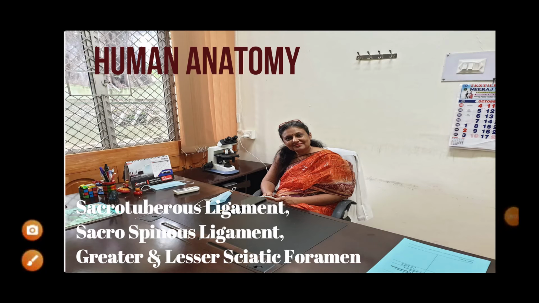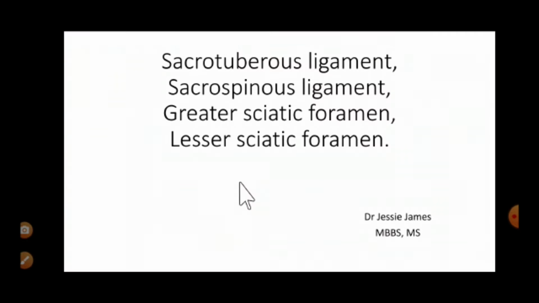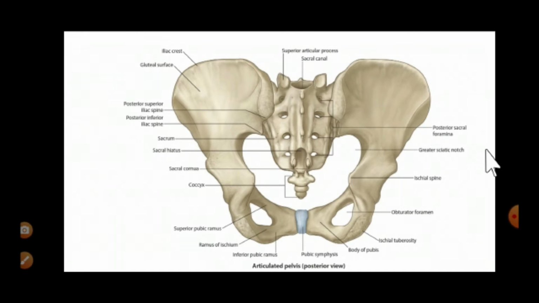Hello everyone, let's talk about sacrotuberous and sacrospinous ligaments and then about greater and lesser sciatic foramen. So what we are seeing here is the articulated pelvis. In relation to the ligaments that we are going to do, we just need to know a few bony points. So let's go over those first and then we'll go on to the ligaments.